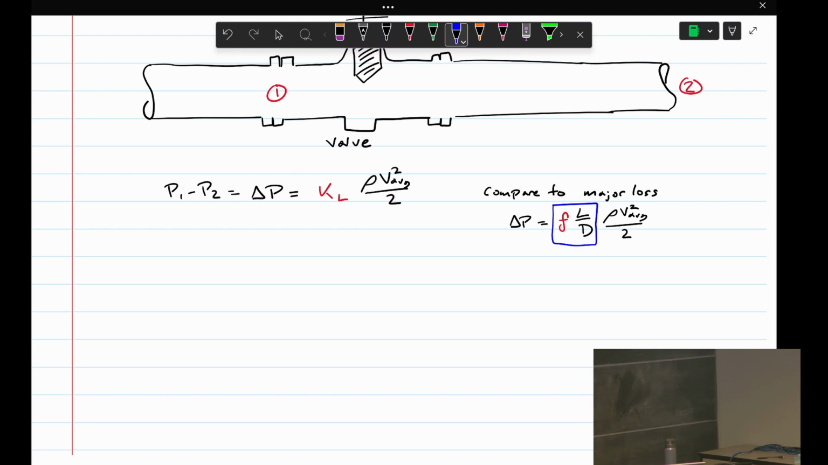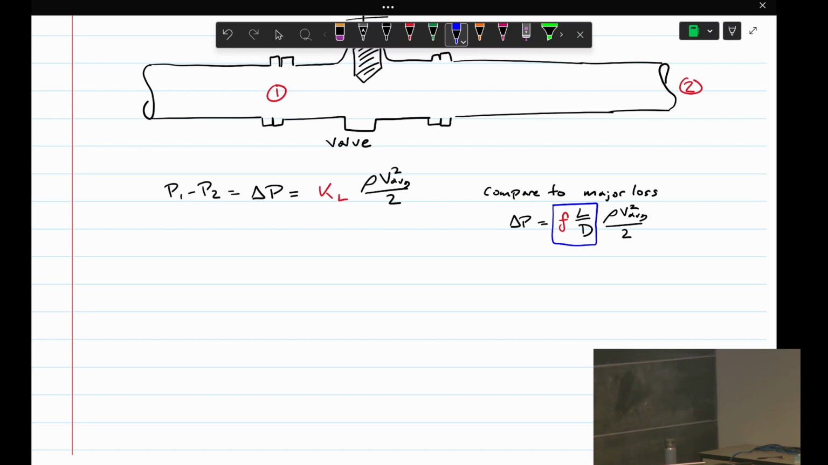Are there any questions just about this equation or the setup for the locations of points 1 and 2? You don't have to think about the location of point 2 that much. You'll see that we basically just pretend like this is a pressure drop for this valve. Any questions about this?